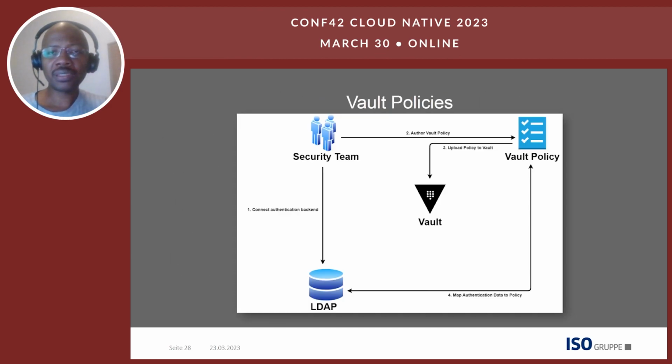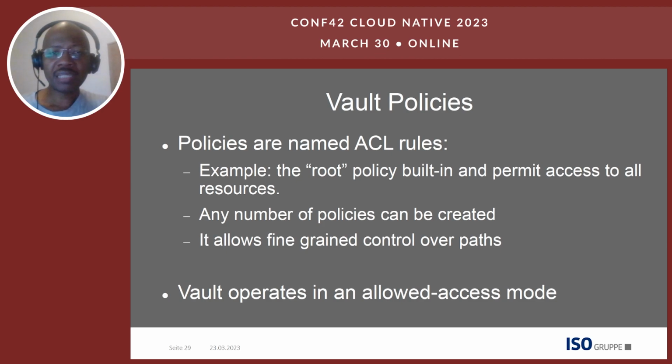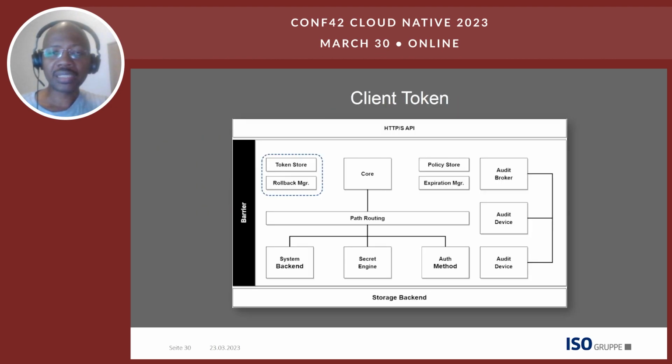Vault uses policies in order to grant access to protected sensitive information. And these policies actually are simply named access control list rules. For example, we have the root policy, that's a built-in policy, and it permits access to all resources. We can create any number of policies, and it allows us fine-grained control over the various paths that we are trying to protect. Vault also operates in a default deny mode, which means that any access to a specific path will be denied unless there's an explicit policy granting the required access.